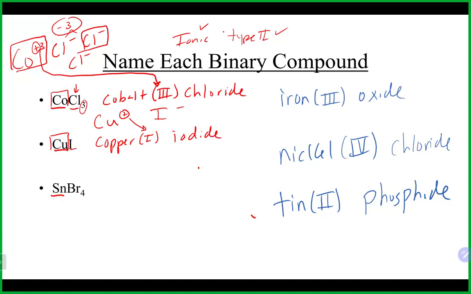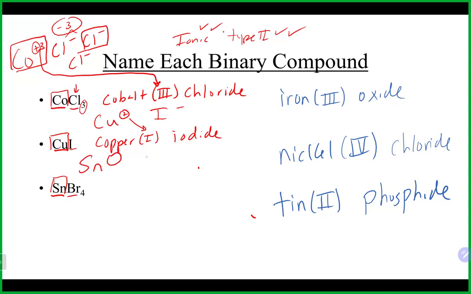Next, Sn is tin, which is a metal. Br is bromine, which is a non-metal. Again, that's going to tell you it's ionic. Looking at tin, once again, if you look at the periodic table, is not necessarily a transition metal, but it is one of those ones to the right of it, which are named the same way. So that does fall under a type 2 situation. Again, just if it helps you to do so, just draw it out.